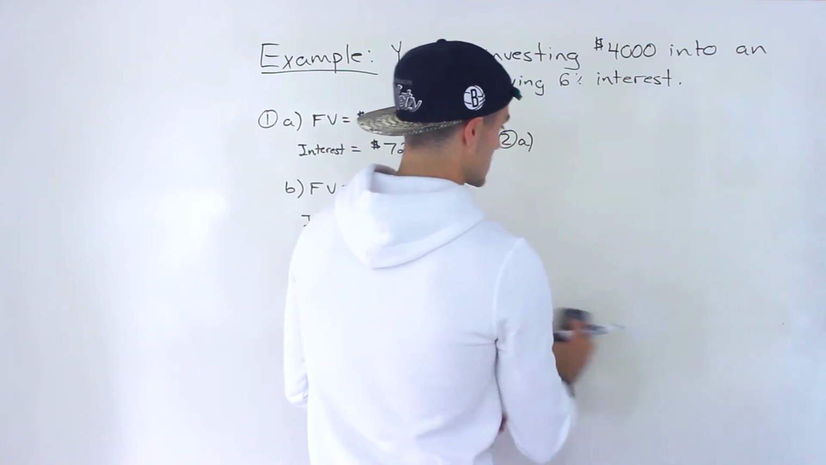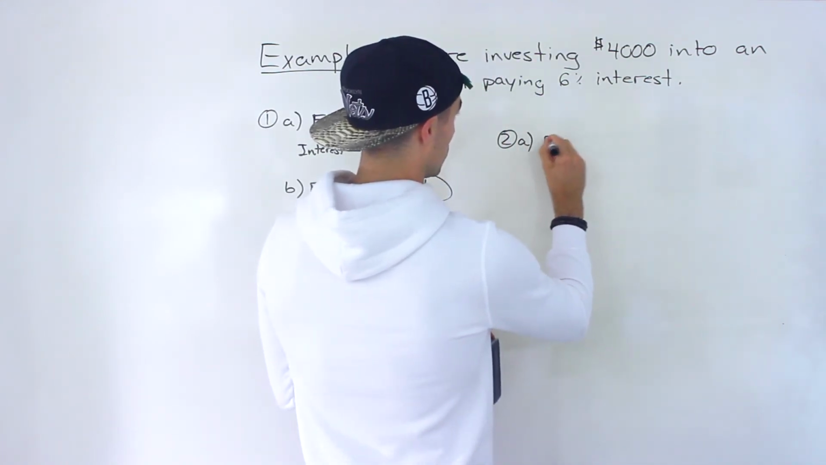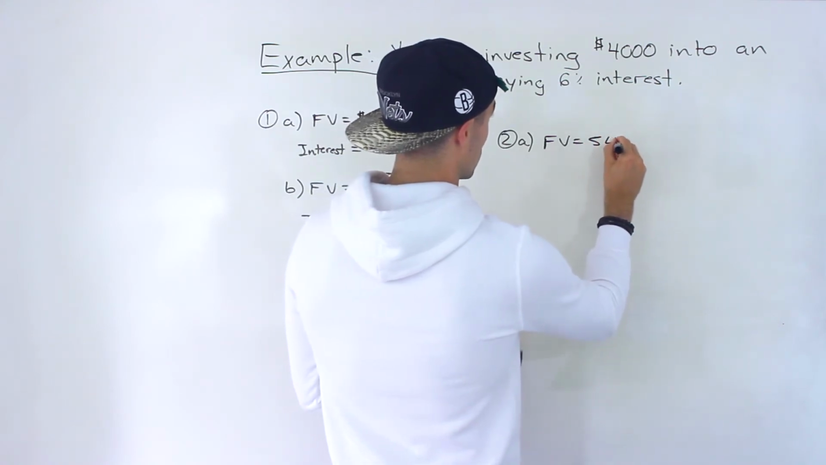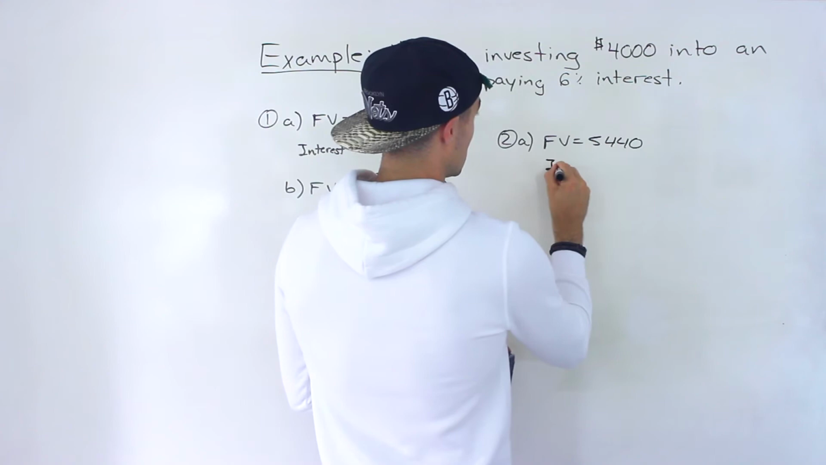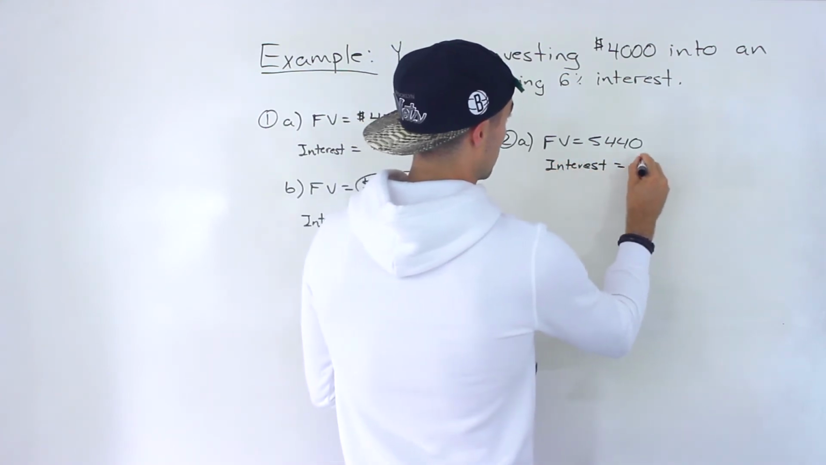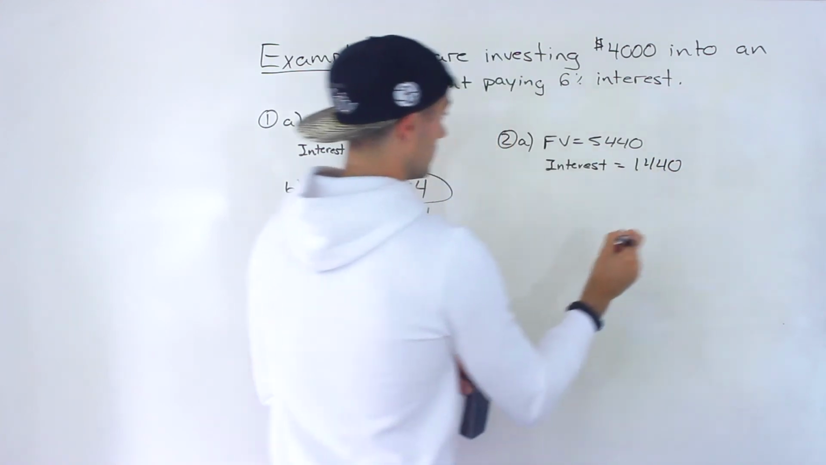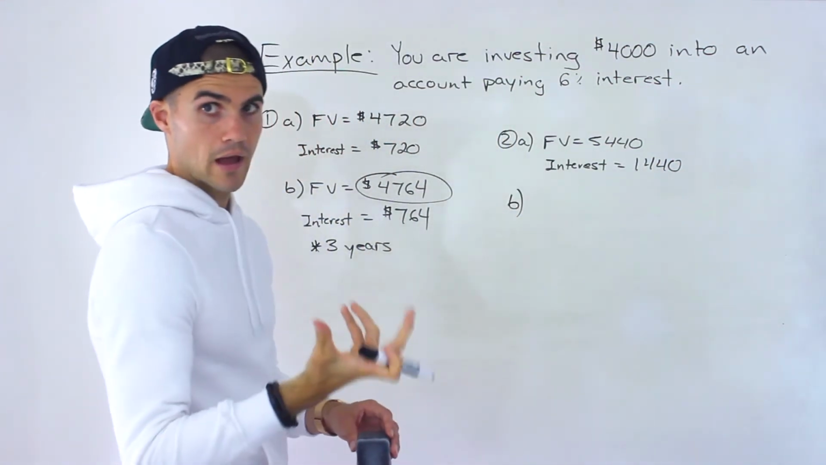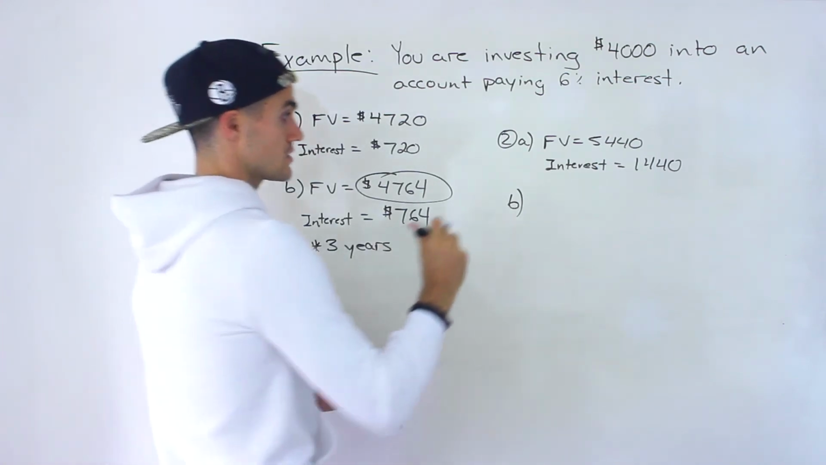So everything's staying the same. The only thing that's changing is that 6 years. So the future value was 5,440, and then the interest was 1,440. Now what's going to happen if it's going to be compound interest for 6 years?